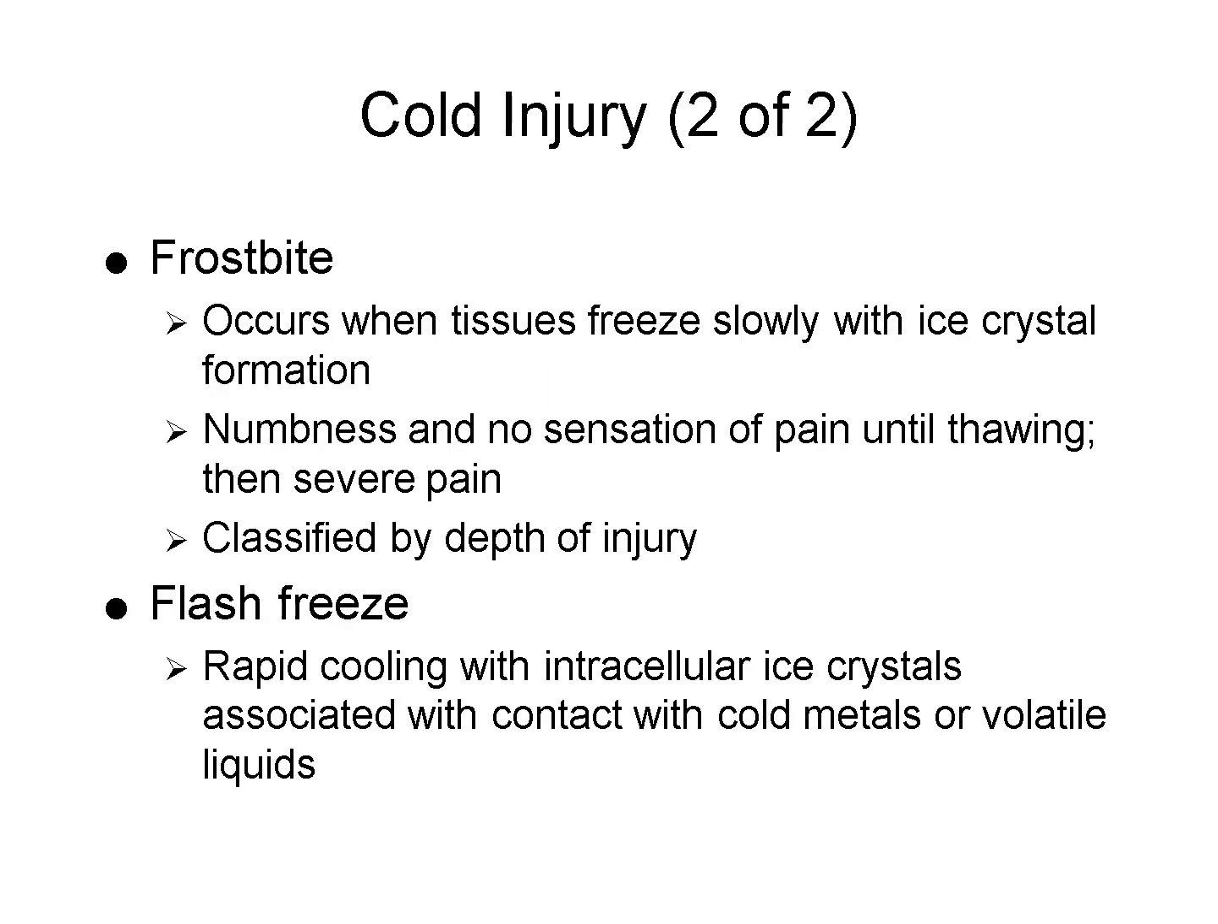Frostbite happens when skin and deeper tissues freeze, forming ice crystals inside cells. Initially, there's no pain, but once tissues start thawing, pain becomes intense. The injury is classified based on depth, ranging from superficial to deep involvement. Flash freeze injuries can occur instantly when skin touches extremely cold metal or liquid, causing rapid intracellular freezing.